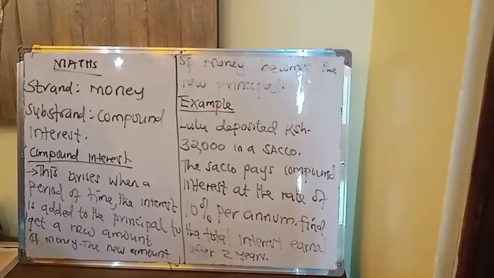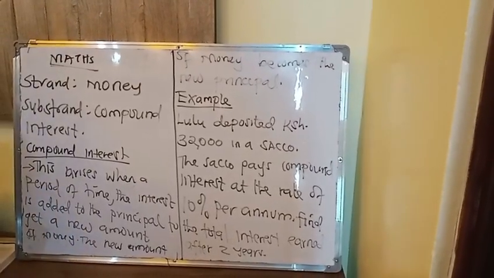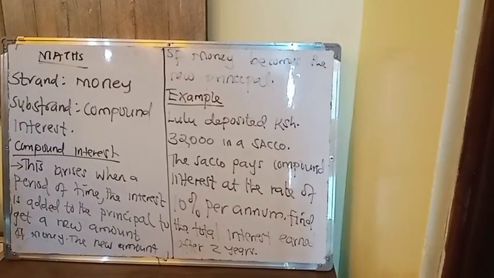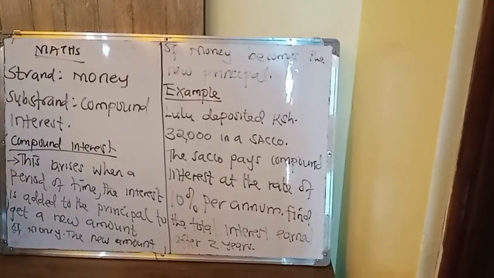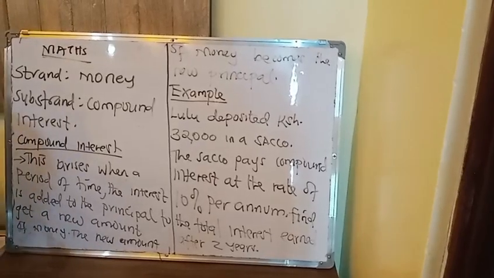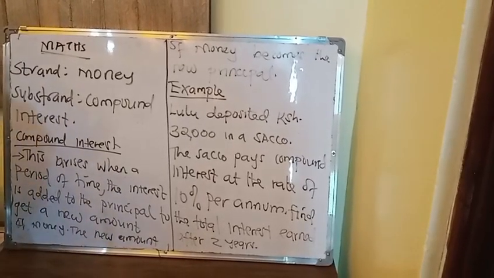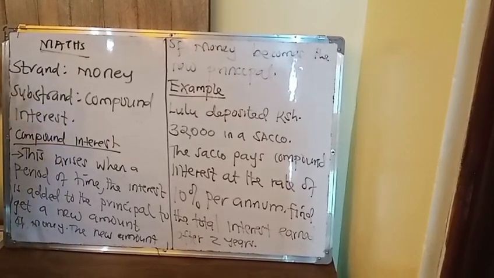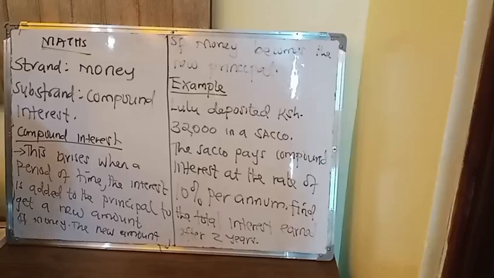So today we are still on money. Our subtopic today, we are going to start compound interest. Last time we were doing simple interest. We had some examples on how to find simple interest, with the formula of principal times rate times time. We had some examples whereby you are given some values, you form an equation, and you look for the missing one using the formula.